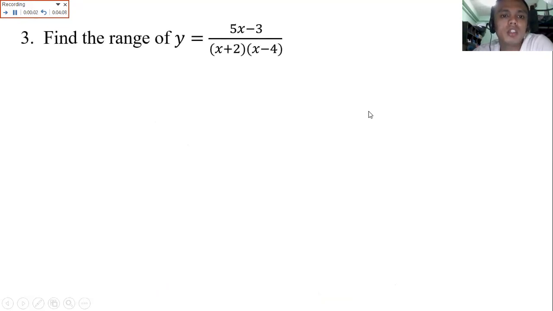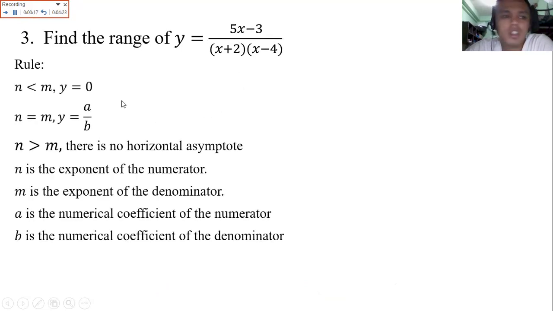Another one. Find the range of y equals 5x minus 3 all over x plus 2 times x minus 4. So this time may pagkakaiba ng konti kasi nasa fractional form tayo eh. Meron tayong rule na susundin. Ito na. If n is less than m, yung range natin magiging y equals 0. If n is equal to m, then y is equal to a over b. If n is greater than m, there is no horizontal asymptote.